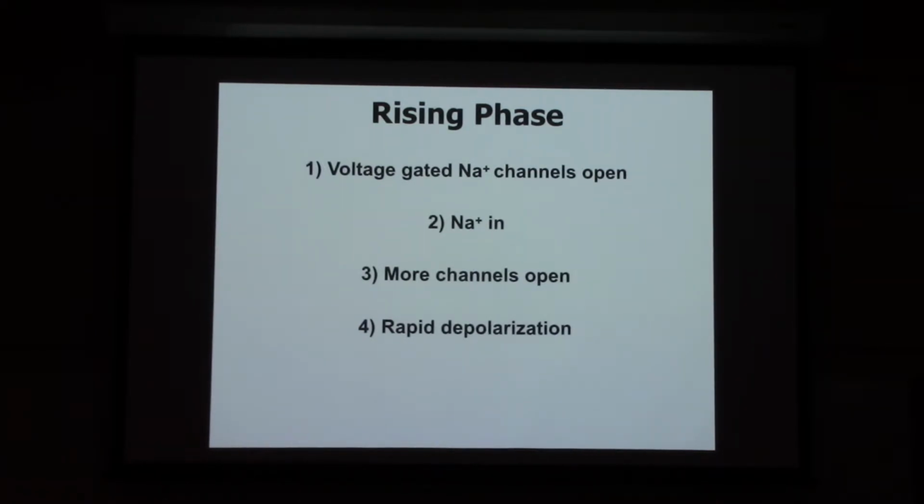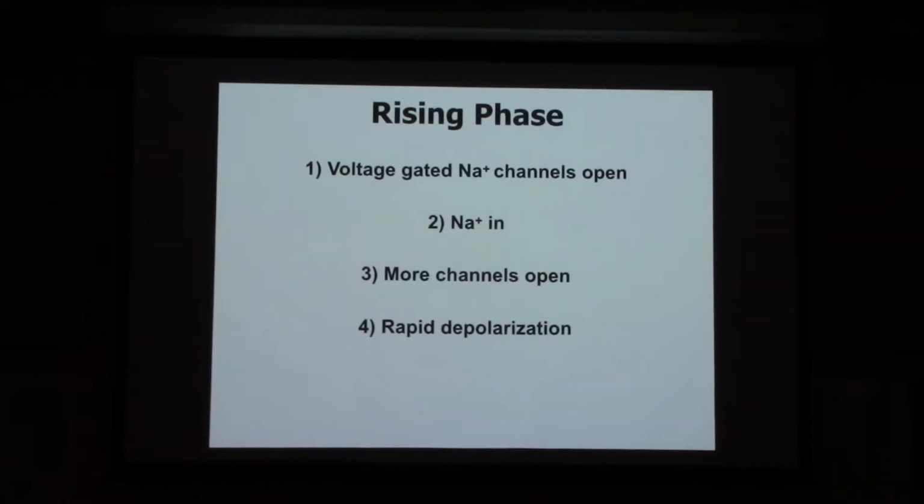Christian? Doesn't depolarization mean it gets more negative? No. So to depolarize, think about it as taking away the polarization it had. So it was polarized, meaning there was this charge to it, negative membrane potential. If you depolarize it, you lessen that negative charge. So it's less negative, which is the same as more positive. Kind of weird thing. Okay, anybody else? All right.